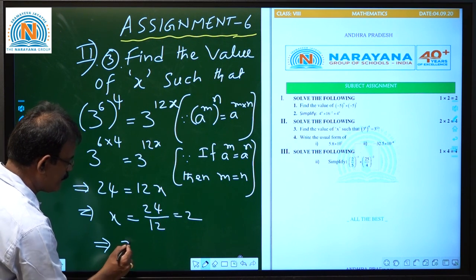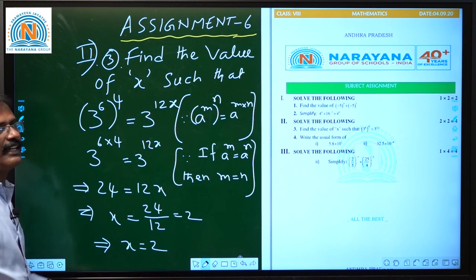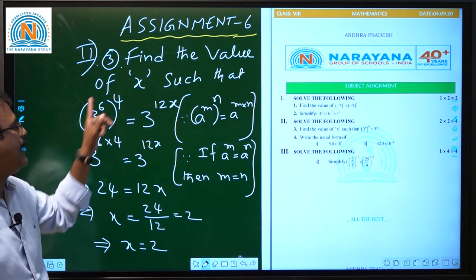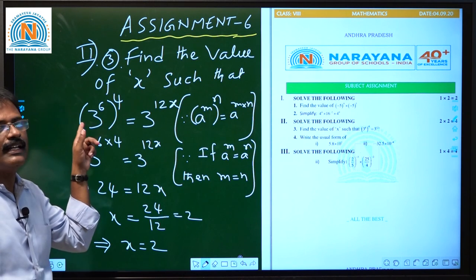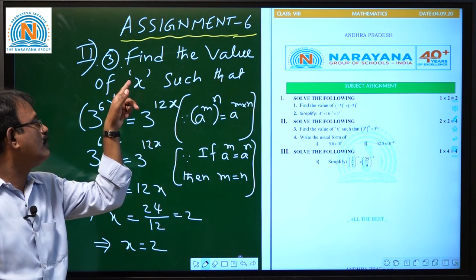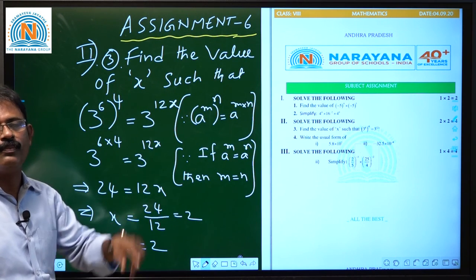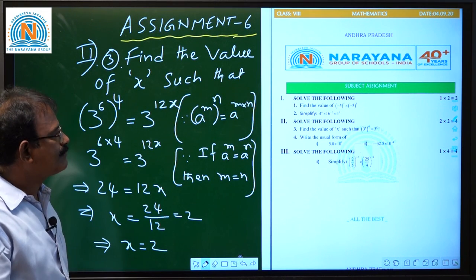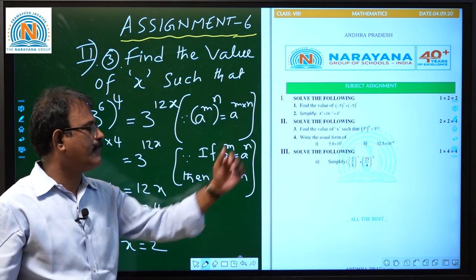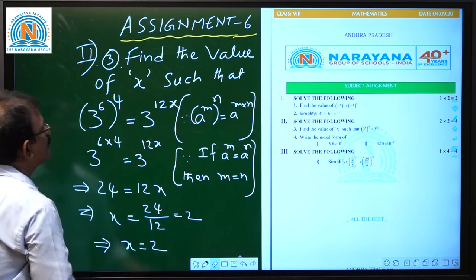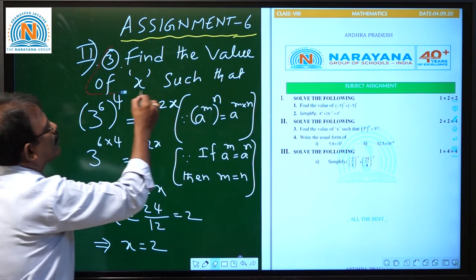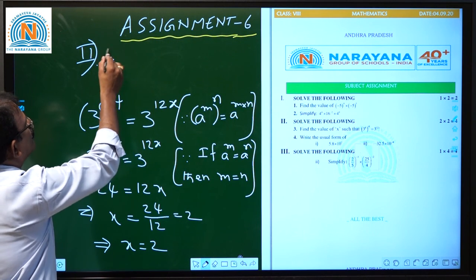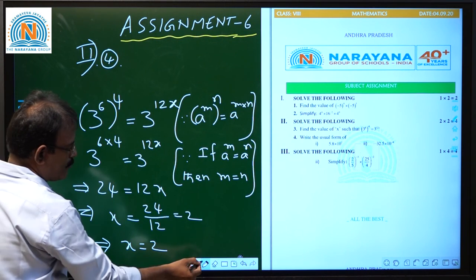So what is the value of x, children? Value of x is equal to 2 when the identity is given like (3^6)^4 is equal to 3^(12x), children. So this is our third question. So let us come back to fourth question. So fourth one from the second Roman.